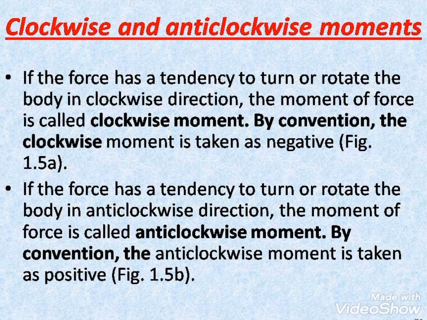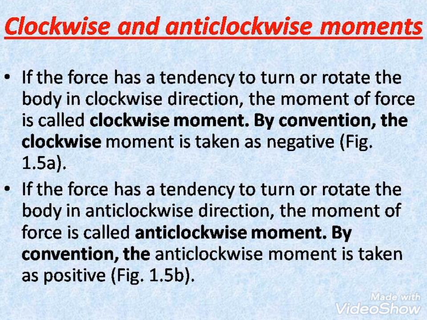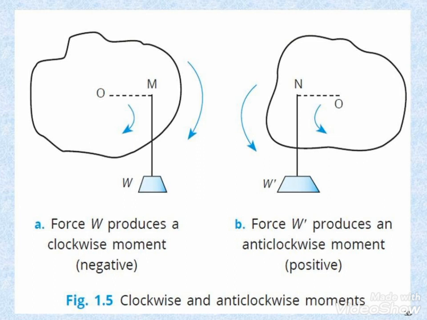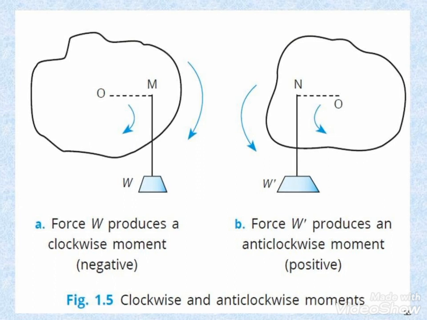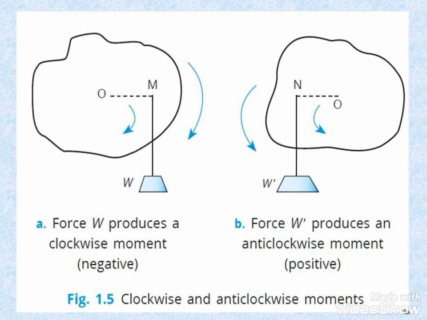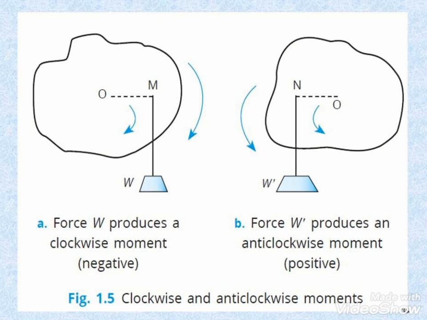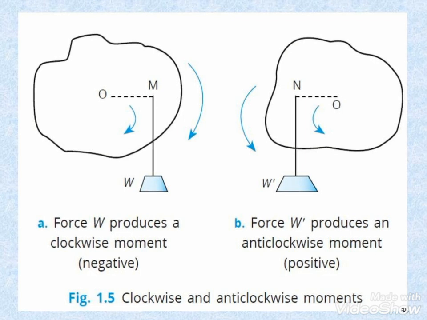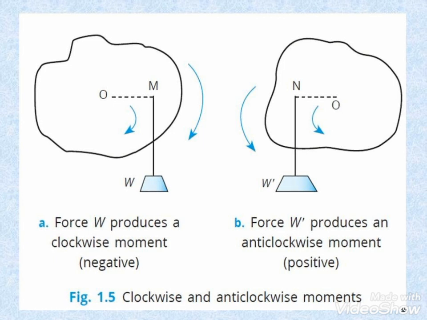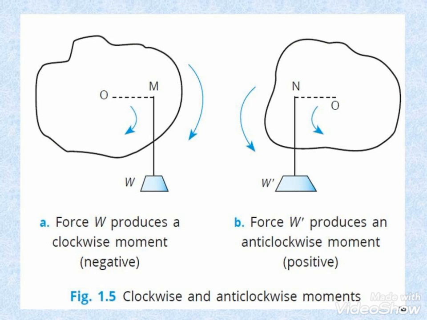Let us consider an example in which we take two bodies and apply force on them with the help of weights. Let us say at point M we are suspending a weight W, and at point N we are suspending a weight W prime. O is the point of the axis of rotation. Now force W will produce a clockwise moment, which is negative, whereas force W prime will produce an anti-clockwise moment, which will generally be taken as positive.